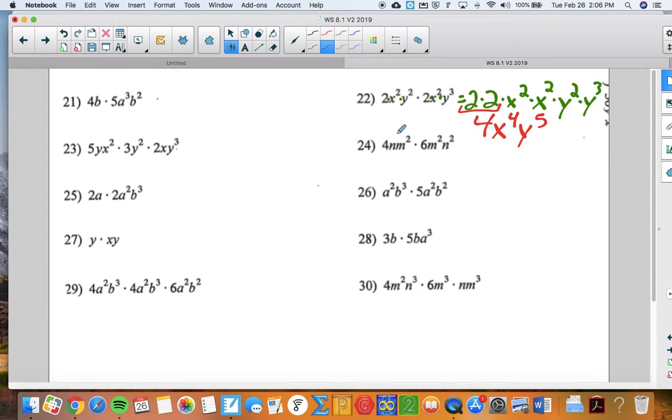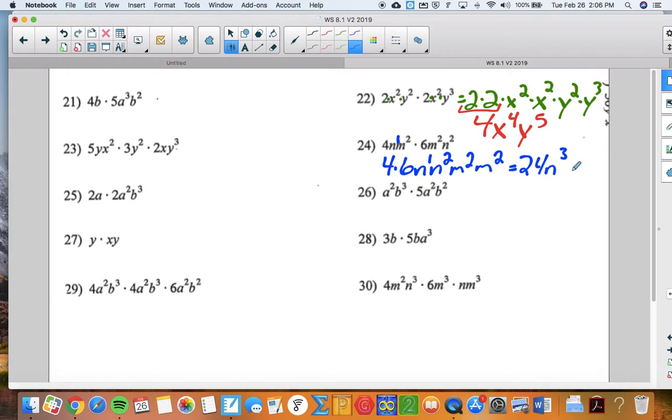Let's try breaking it apart again, or rearranging things, with number 24. Let's put the numbers out in front. We have a 4 and a 6. Then let's go to the n's. We have an n to the 1, that's right here, and an n to the 2, that's right there, and then an m to the 2, and m to the 2. So when I simplify this, 4 times 6 is 24. N to the 1 times n to the 2 is n to the 3, because we add the exponents together.